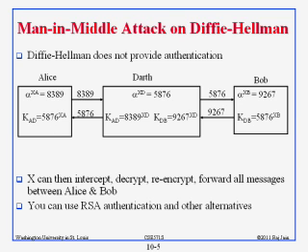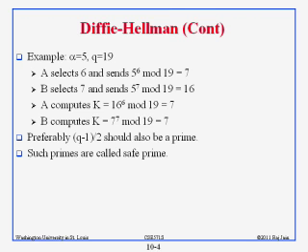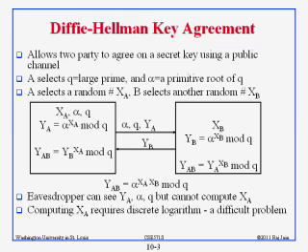Now the question is, can somebody in the middle do something? By the way, before I go to the middle, everybody understands how it is done, right? Select a random number, raise the primitive root to that power and send it out. The other person selects a random number, raises the primitive root to that power and sends it back. And now both of you can do the power, and the common number is YAB, which is alpha raised to XA XB.